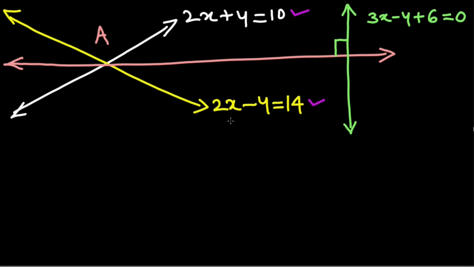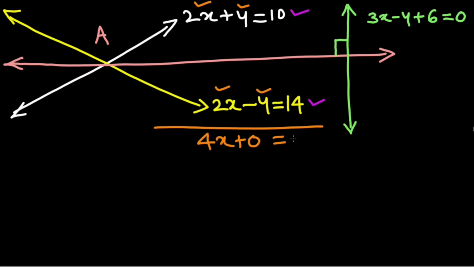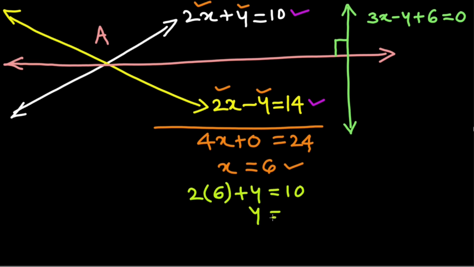If we add them together, y minus y will be 0 and 2x plus 2x will be 4x equals 10 plus 14, which is 24. So that gives us x equals 6. Putting x equals 6 in 2x plus y equals 10, we get 2 into 6 plus y equals 10. So that gives us y equals 10 minus 12, that is minus 2. So this point of intersection A will be (6, minus 2).